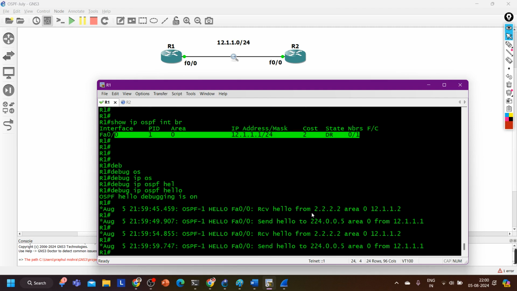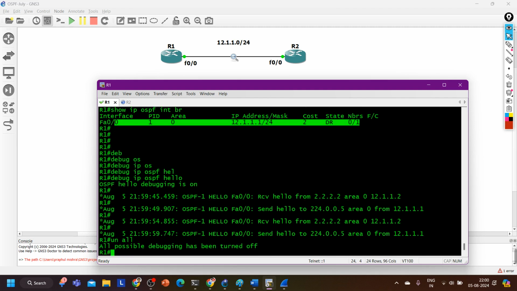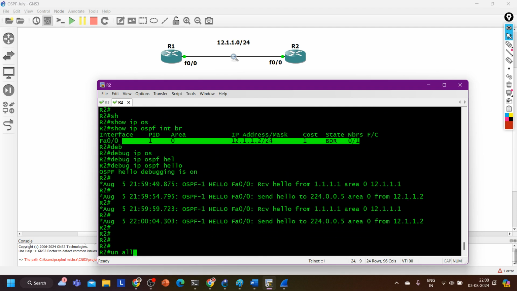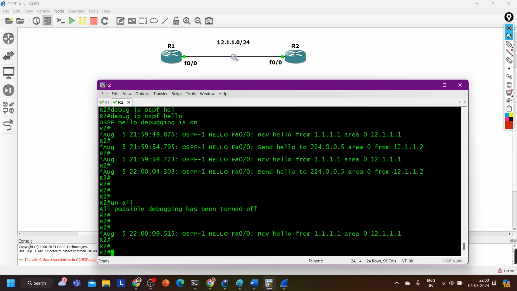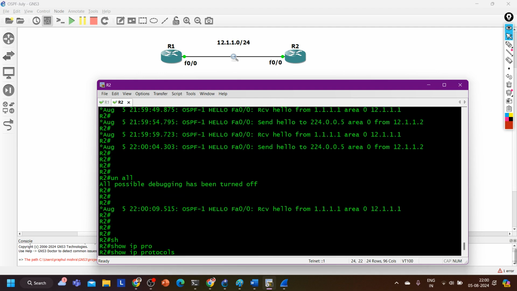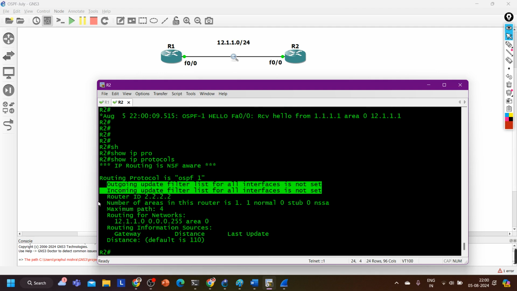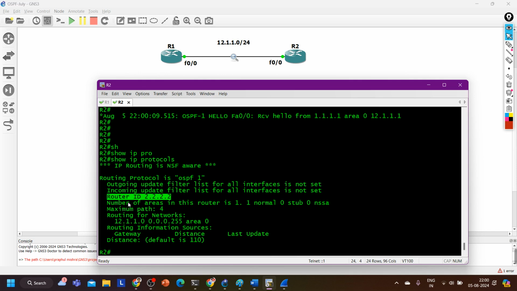There's no MTU information, right? So you need to find why neighborship is down. You are going to run the command show ip protocol to verify the OSPF configuration. Routing protocol is OSPF 1. There is no filtering. That is fine. Router ID is also unique. Number of areas in this router is only 1. We have only one area on router number 2. Maximum path 4. That is fine.